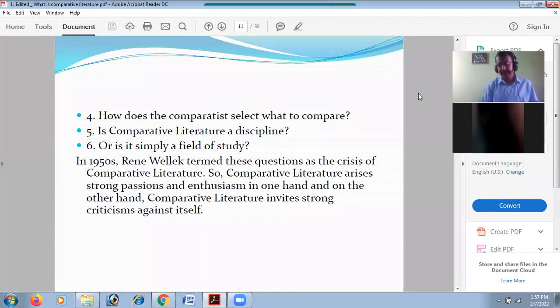So on one hand, many readers and researchers loved comparative literature up to the 1950s. At the same time, we see that many critics vehemently criticize comparative literature, saying that it cannot be a discipline. Comparative literature and comparison cannot be a thing relating to research or reading a literary text.